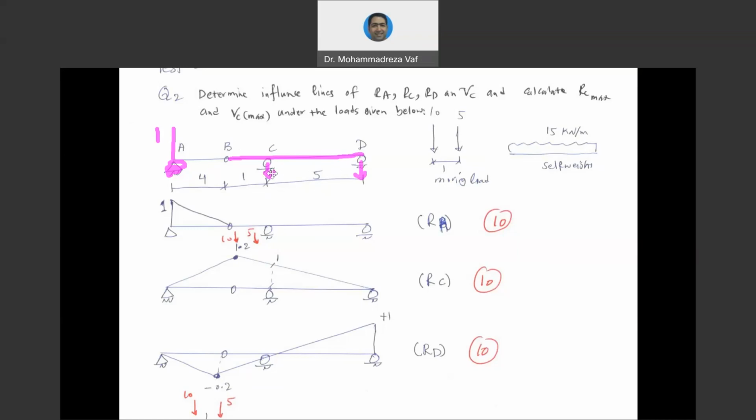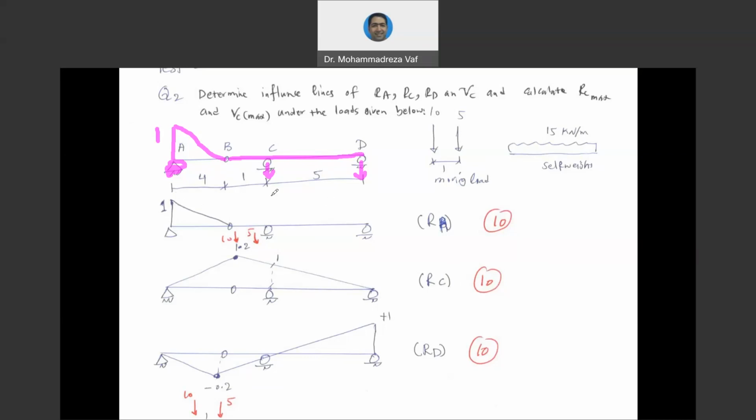Therefore, if point B wants to go up, point C and point D does not allow it because they are pulling down the rod. Therefore, our influence line is going to look like a triangle with a maximum of 1 at point A and reaches to 0 at point B because point B cannot move as point A goes up. So this is going to be the influence line for RA according to a qualitative approach.